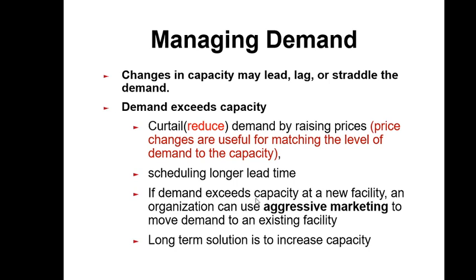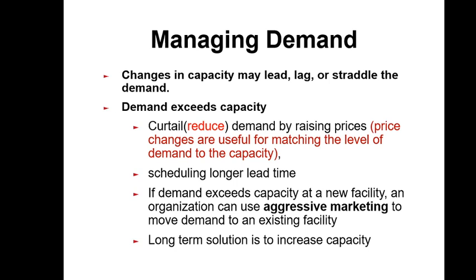Now, if demand exceeds capacity at a new facility, for example you have a new branch, what can you do? You can do aggressive marketing, which means moving the demand to an existing facility. I will give you an example so that you will understand the meaning of aggressive marketing. Suppose that you have a branch in Amman, and you have a new branch in Irbid.